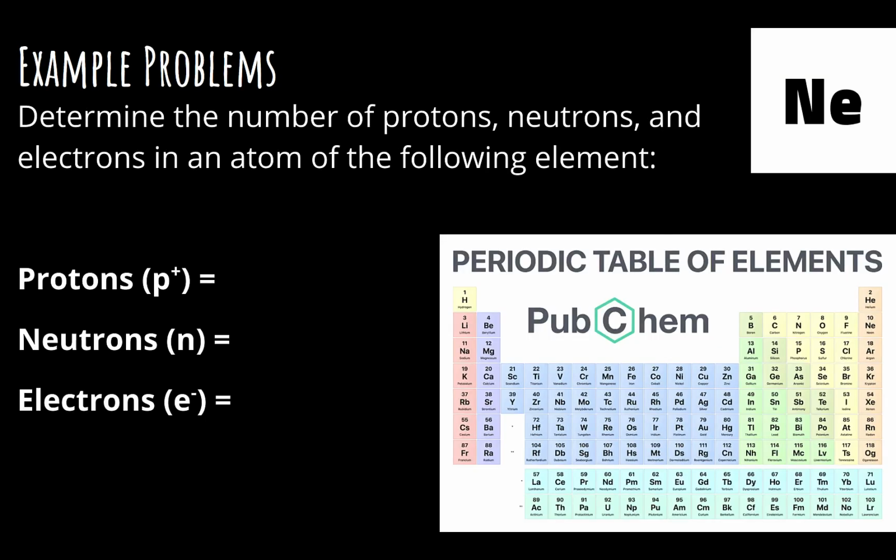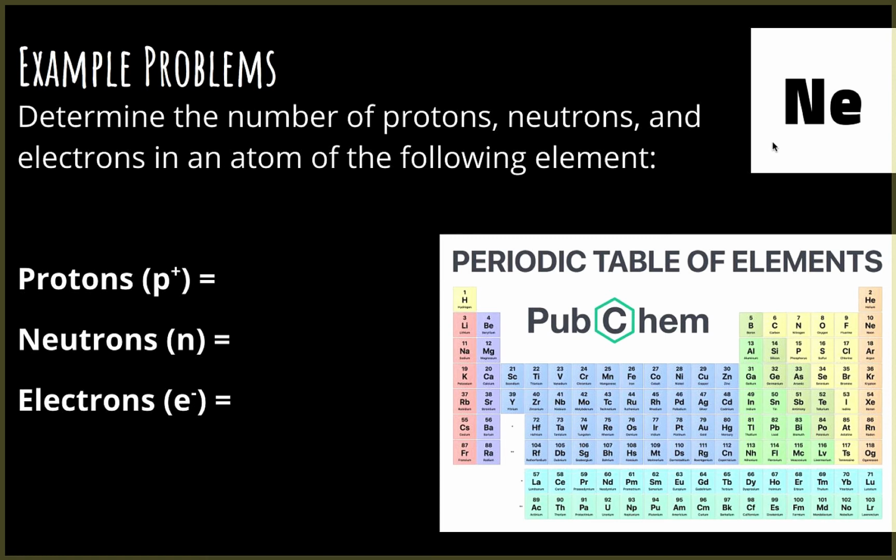So we're going to start today with a couple examples, and then when we come back in class tomorrow, we will go over a lot more examples together. For this one, it says determine the number of protons, neutrons, and electrons in an atom of the following element. So we are going to figure out protons, neutrons, and electrons for neon. If all they tell me is neon, then the only place I have to get that information is the periodic table. I'm going to look at the atomic number, or the number on the top, to get protons. So protons are going to be 10.